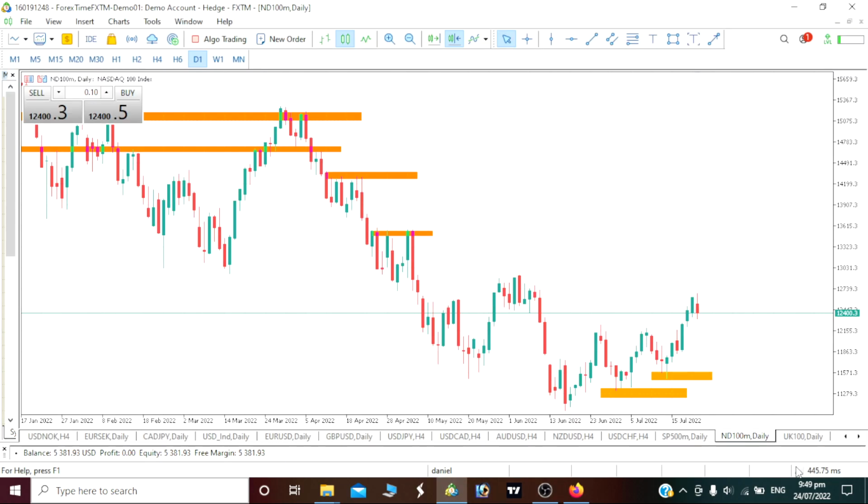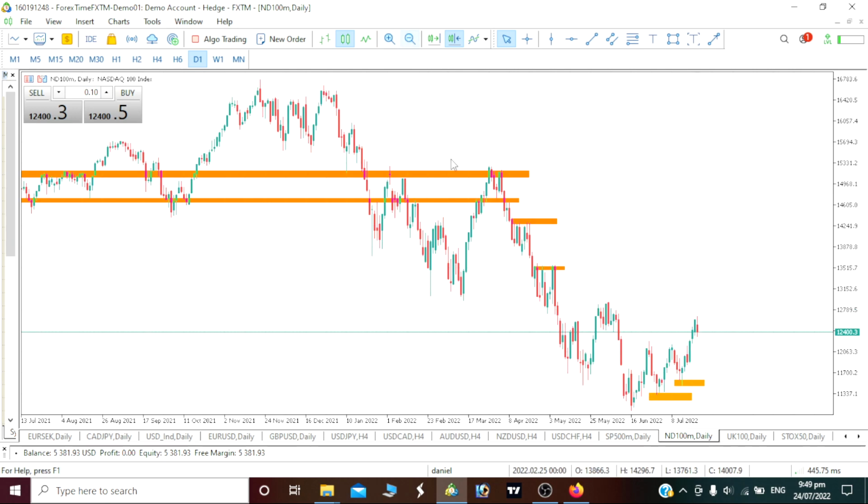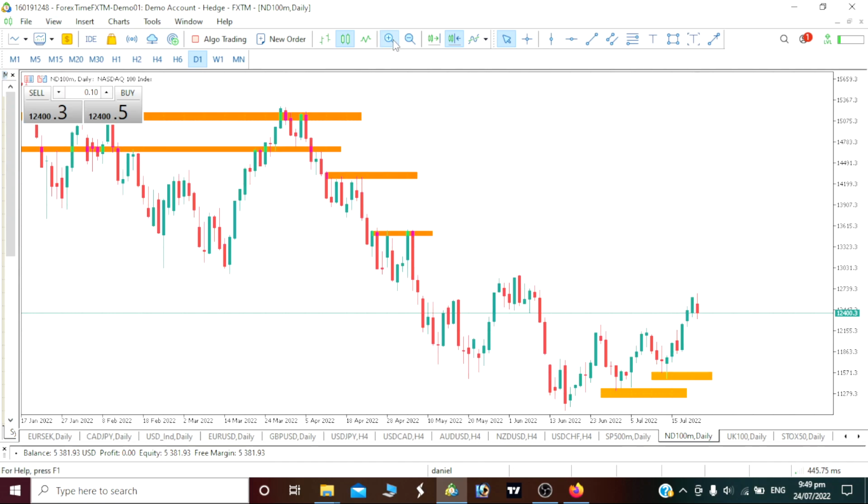So let's take a look at our NASDAQ 100 for the week. Let's start with our daily time frame. We can see our daily time frame for the long term, we are actually on a bearish move. But one thing we can see is that for a couple of days now, we are having a bullish move, an uptrend. As we can see here, the higher highs, higher lows.